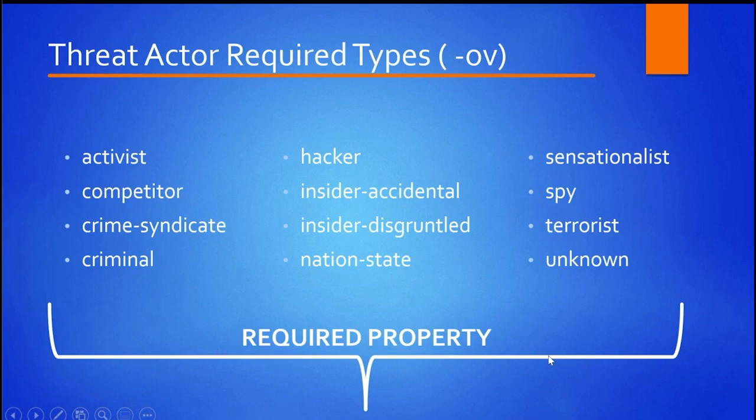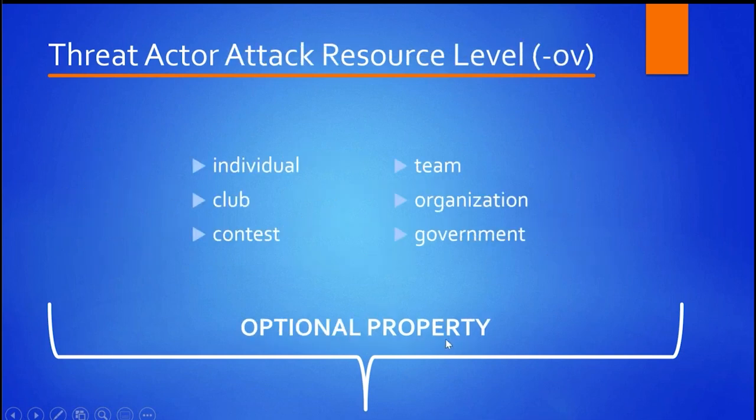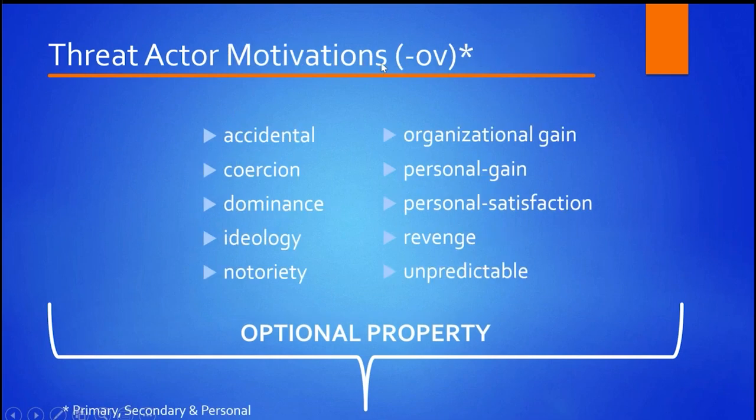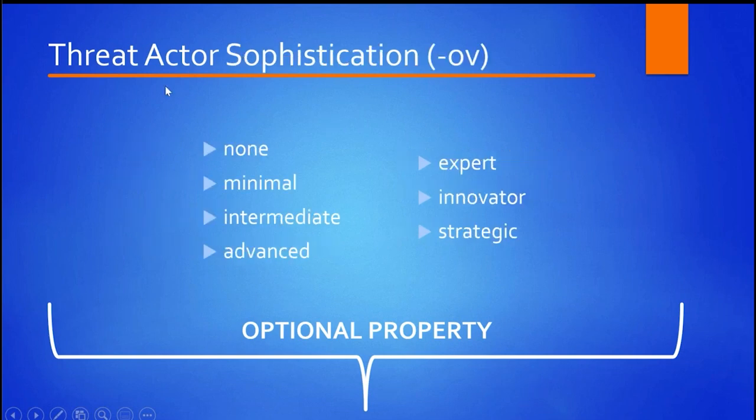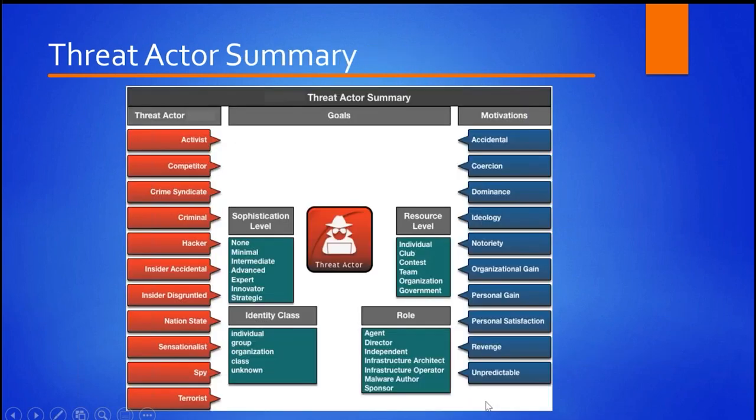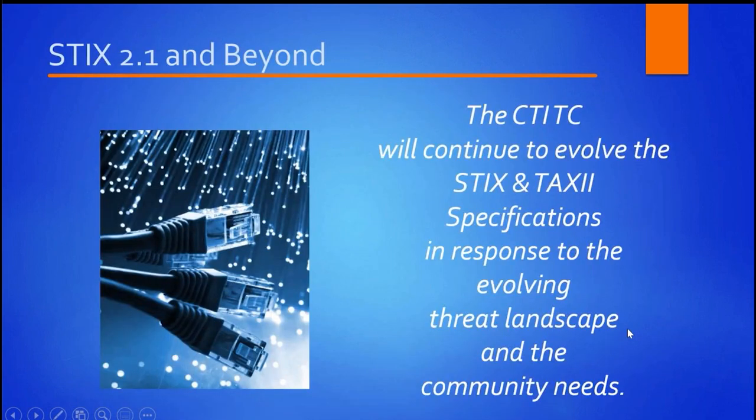And these are some of the required properties. These are optional properties that have to do with the attack resource level. We have threat actor motivations, an optional property, and these can be shown as primary, secondary, and personal. And then we have roles, and these again are all laid out in these open vocabularies that sit at the back of the specification. And then we can also specify how sophisticated we believe the threat actor is if we're doing analysis and we need to go towards attribution. So this shows all together some of these features that we've pulled into the threat actor.